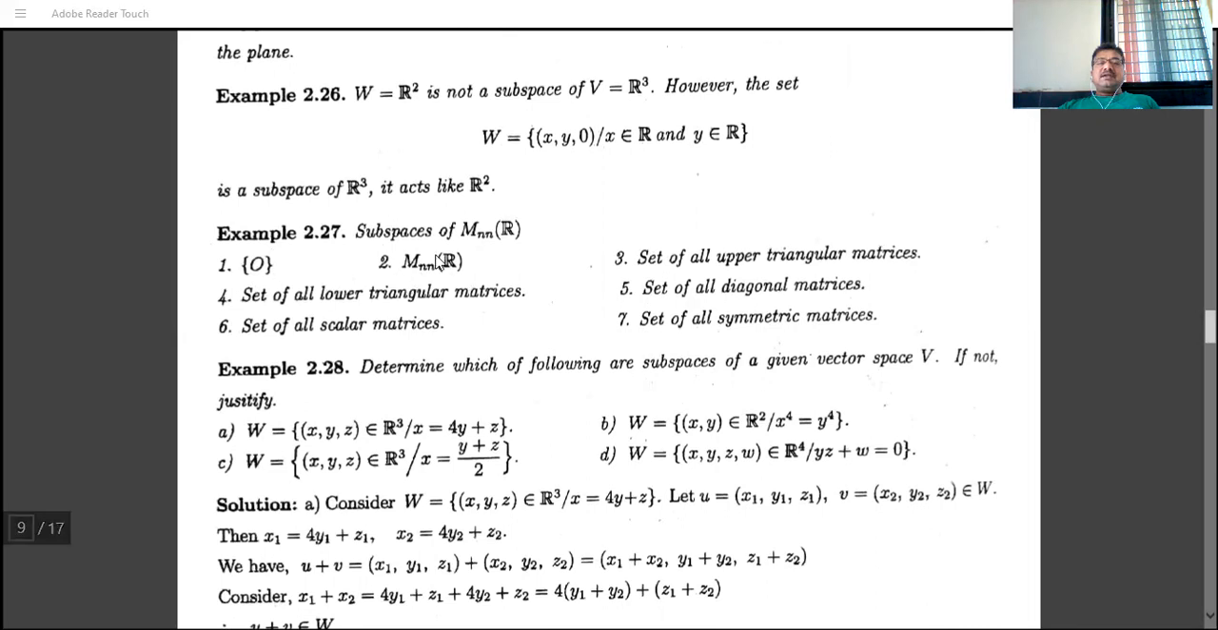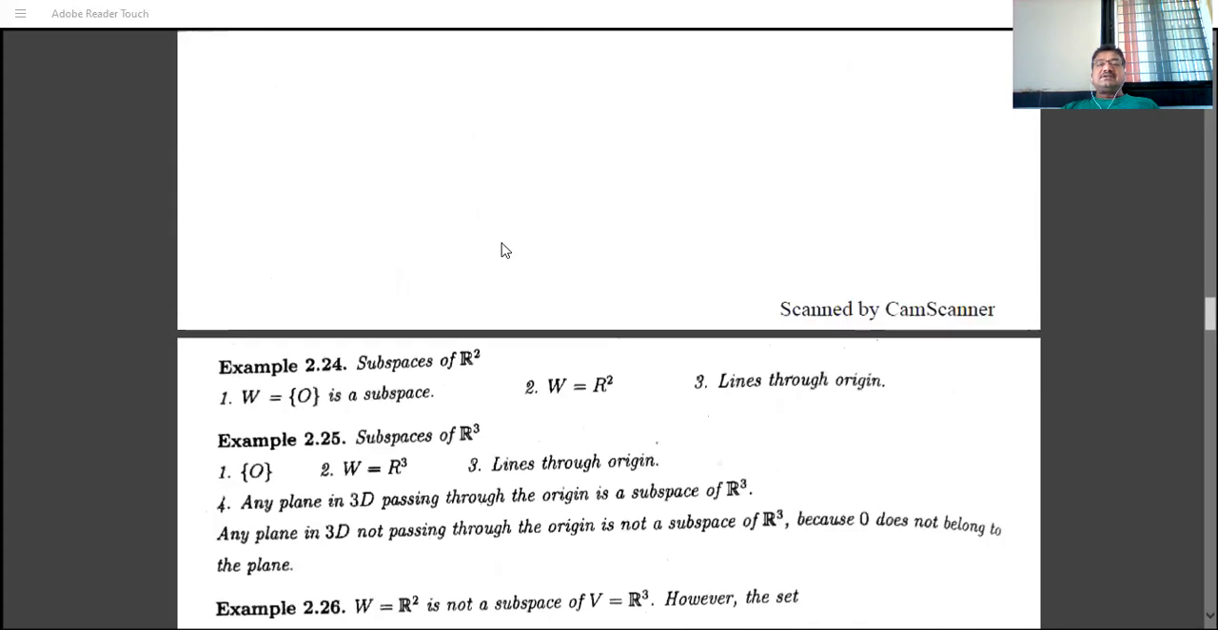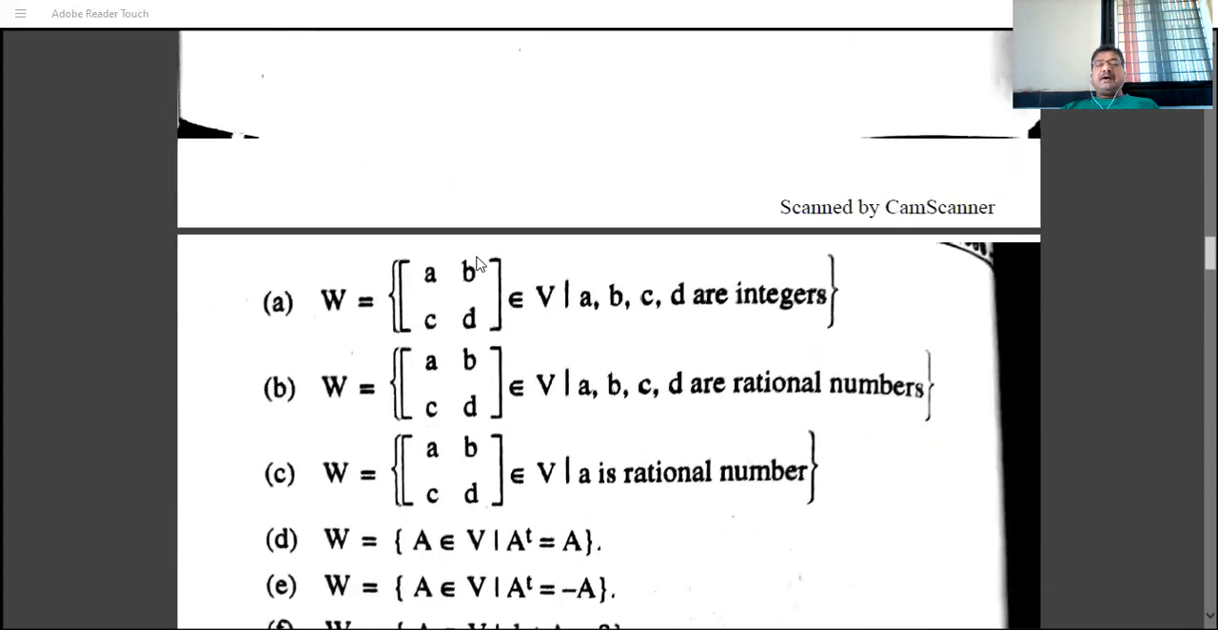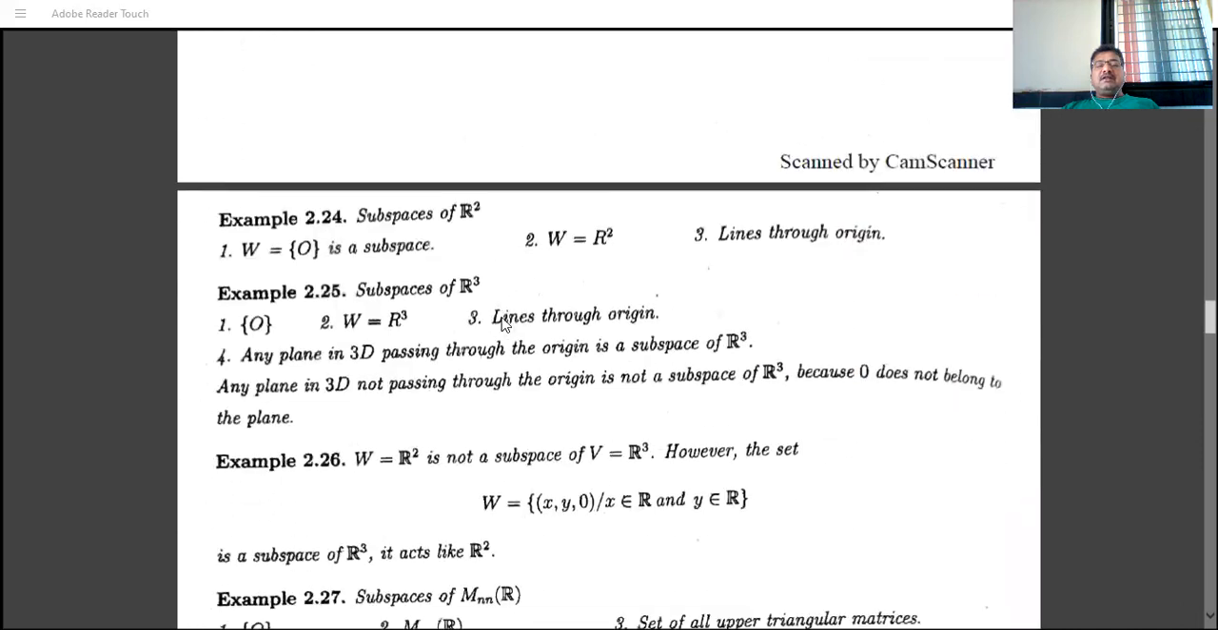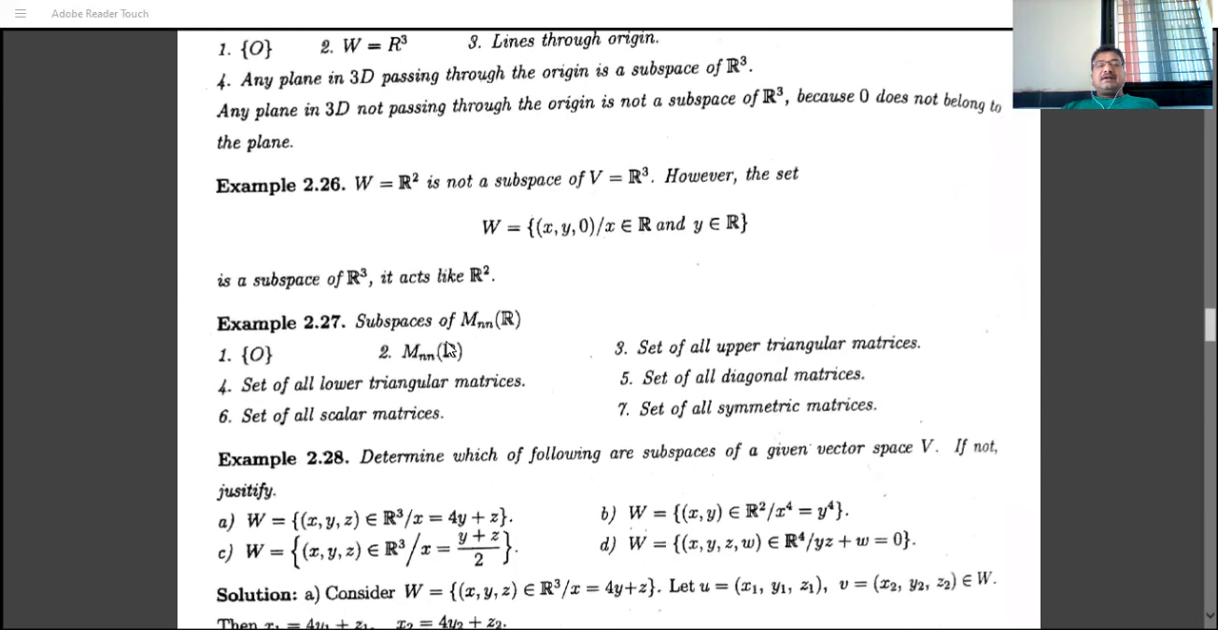So singleton 0 and Mnn. Mnn means what? It is the set of all n by n order matrices with real entries. If we take n as 2, then it is the set of all 2 by 2 matrices. Like this, the set of all 2 by 2 matrices. This is the set of all n by n matrices. Okay.